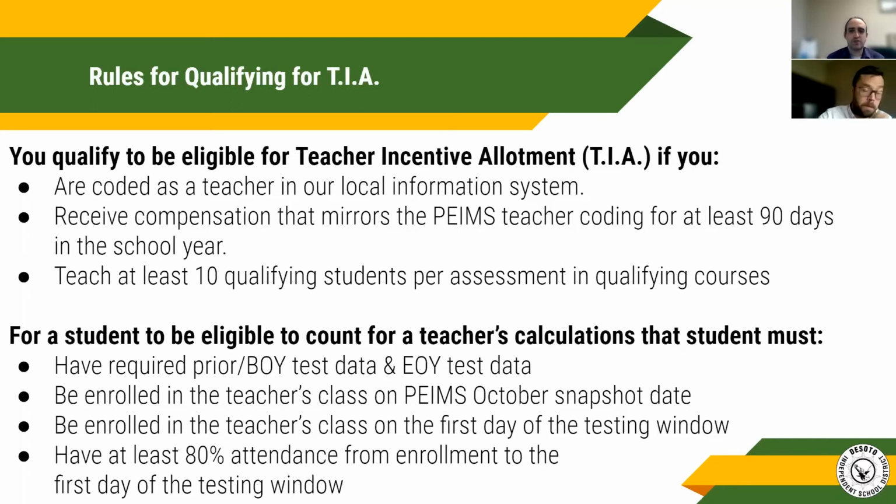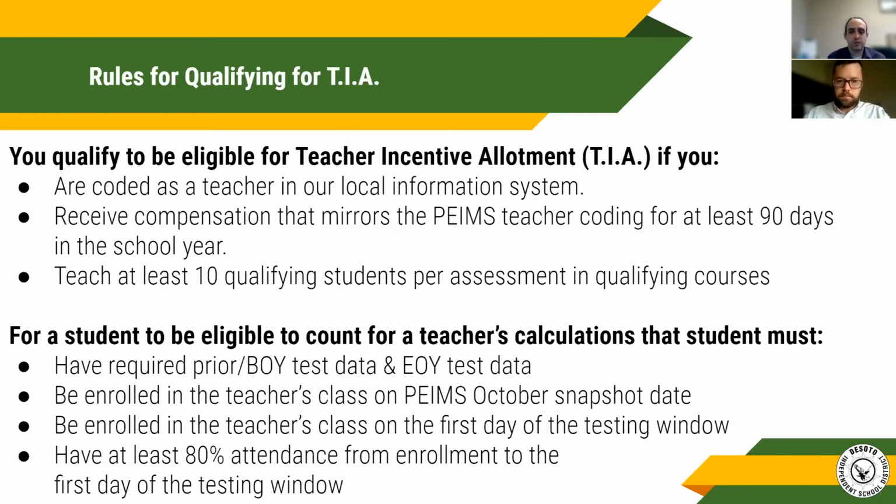You have to receive compensation that mirrors TEAMS teacher coding for at least 90 days of the school year. So if you're not employed in DeSoto for at least 90 days, you wouldn't be eligible for us to put you up for a designation with the state. And the last is that you have to have at least 10 students per assessment that is tied to your evaluation that have a qualifying growth score. So if we don't have at least 10 students, we're not able to calculate a score for you.